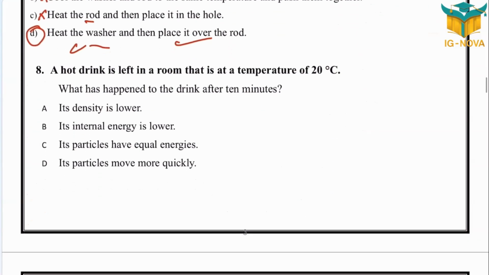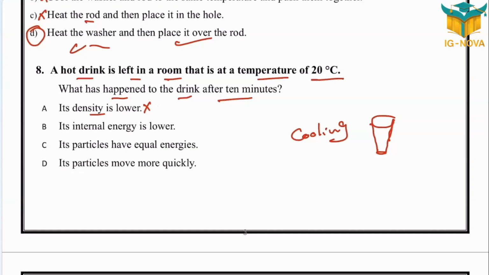Question 8. A hot drink is left in a room at a temperature of 20 degrees. What has happened to the drink after 10 minutes? If you have here a hot cup, the density will be lower after 10 minutes? No, after 10 minutes it's going to be cooling, so density cannot be lower.